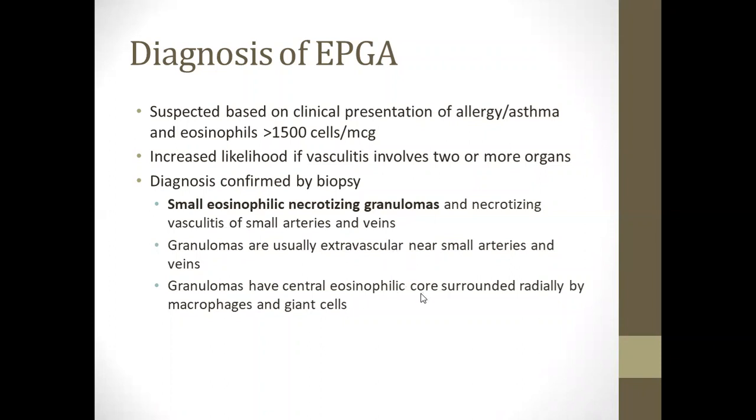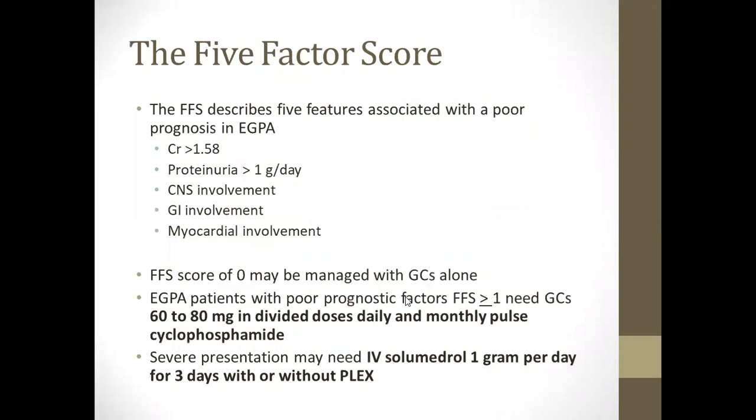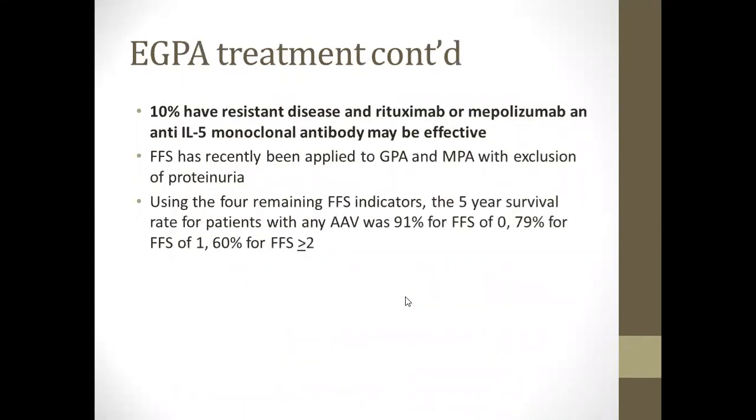and we can confirm the diagnosis by biopsying an area where we can see necrotizing granulomas with the eosinophilic component. There should be eosinophilic infiltration in the biopsy to be consistent with EGPA. And then the granulomas are extravascular near small arteries and veins, and they will have a central eosinophilic core. I'm not going to go through the 5-factor score, but it's there.